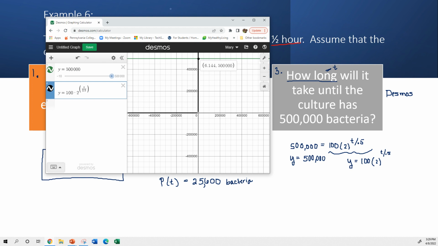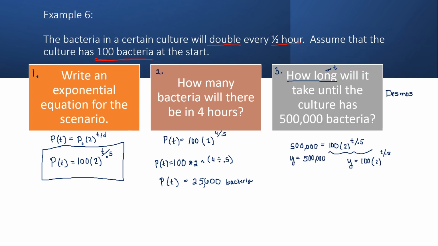So let me move Desmos out of the way. And so this is telling us ordered pair 6.144 hours, comma, 500,000. And so in that, the X is the one that we wanted. The Y value is what we had typed in. And so the time in this problem is 6.144, or you could say about 6 hours.